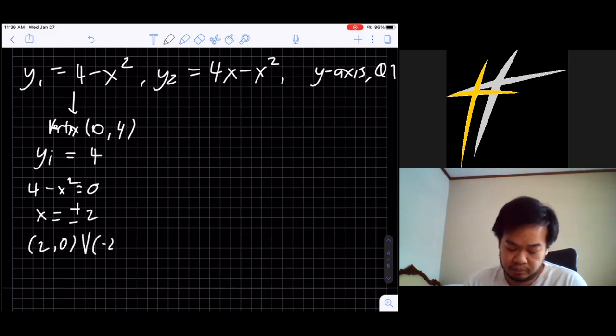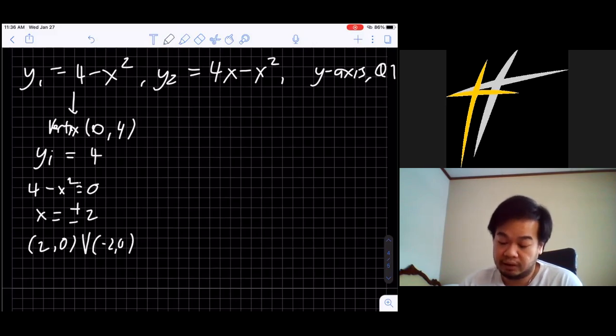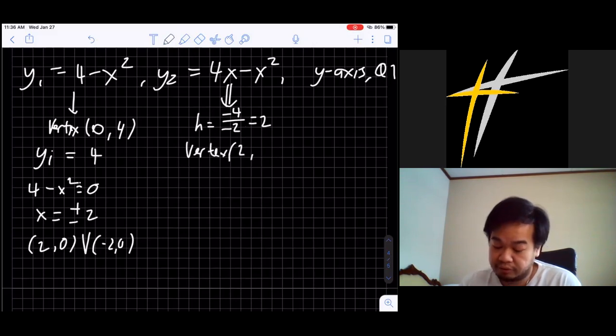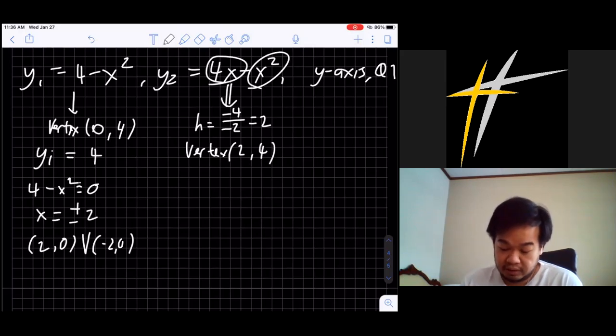Or negative 2, 0. For this one, the vertex is negative b over 2a, and I need to show the work. The h is equal to negative b over 2a, so it's 2. So the vertex is 2, and if it's substituted by 2, then it's 8 minus 4, which is 4. And then the y-intercept is 0.